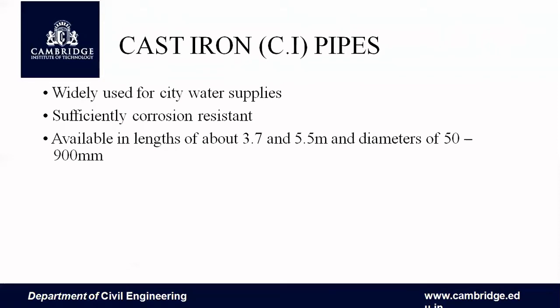The first one is cast iron. Generally we use cast iron pipes in the water distribution system, and it is sufficiently corrosion resistant. It is available in lengths of about 3.7 to 5.5 meters, and the diameter can vary from 50 to 900 mm. The advantages are that it is cost effective, economical, strong, and durable. It is corrosion resistant if we coat the inside surface, that is, if we paint it, and the joining is easy. Those are all the advantages we can see in the cast iron pipe.